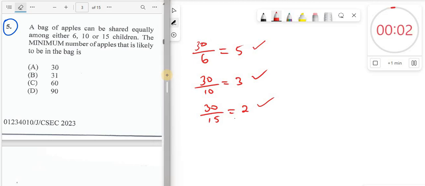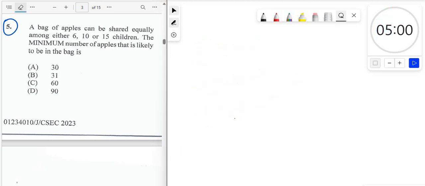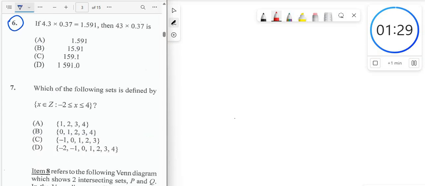And it's the smallest number we have there, so that will be the answer. The answer is A. So in other words, the LCM, the lowest common multiple of 6, 10, and 15 is 30. All right, so question number 6 is a really nice question.